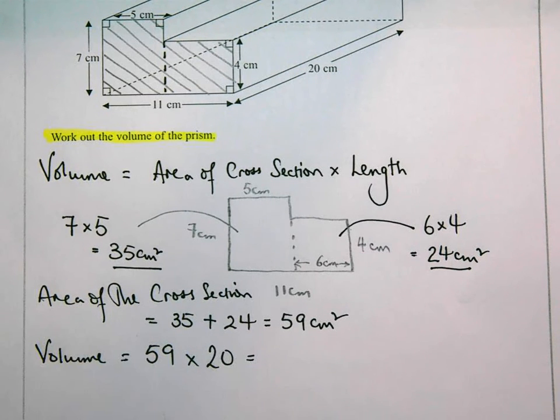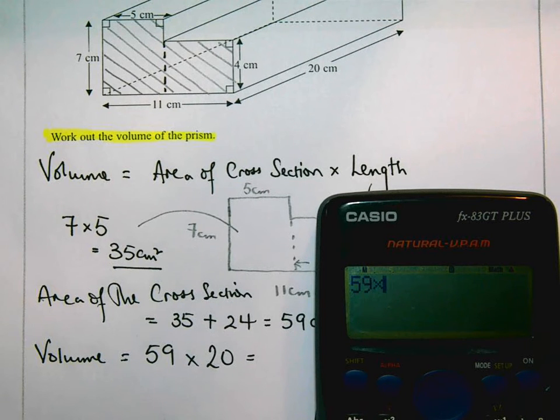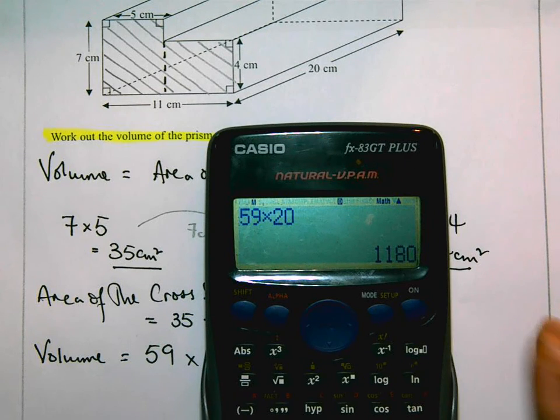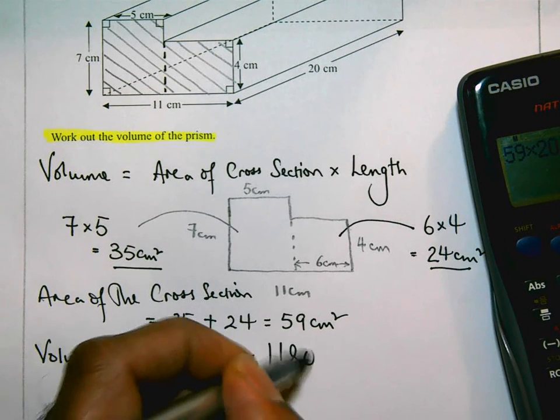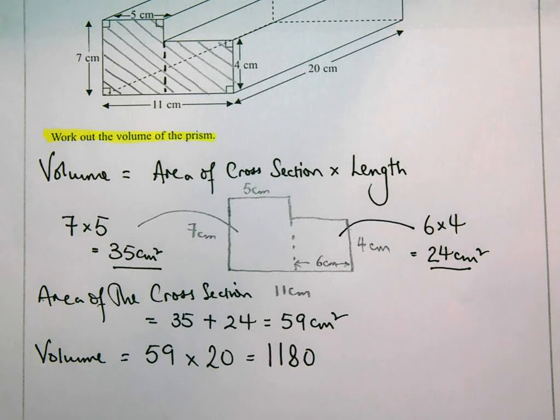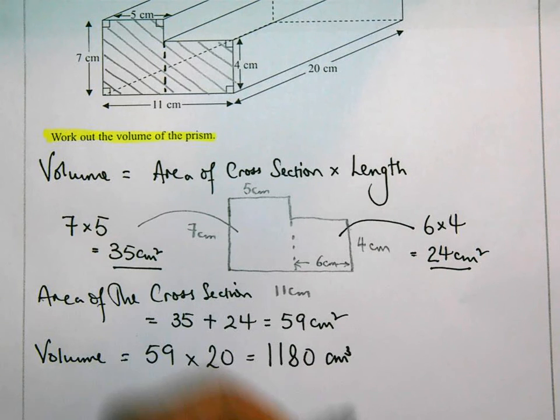So I'm going to use the calculator to work this out. 59 times 20 equals 1180. And there's a space for the answer down at the bottom, and they've already got centimeter cubed down there. So I'm just going to write 1180 in the answer space.